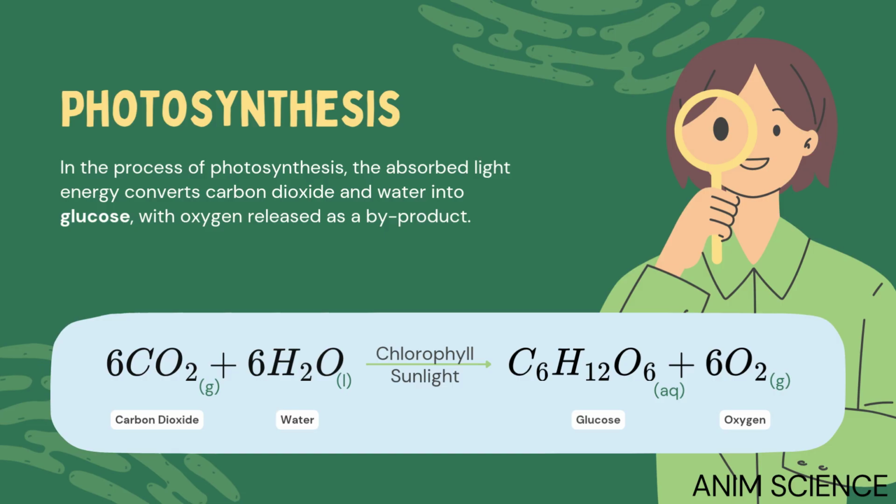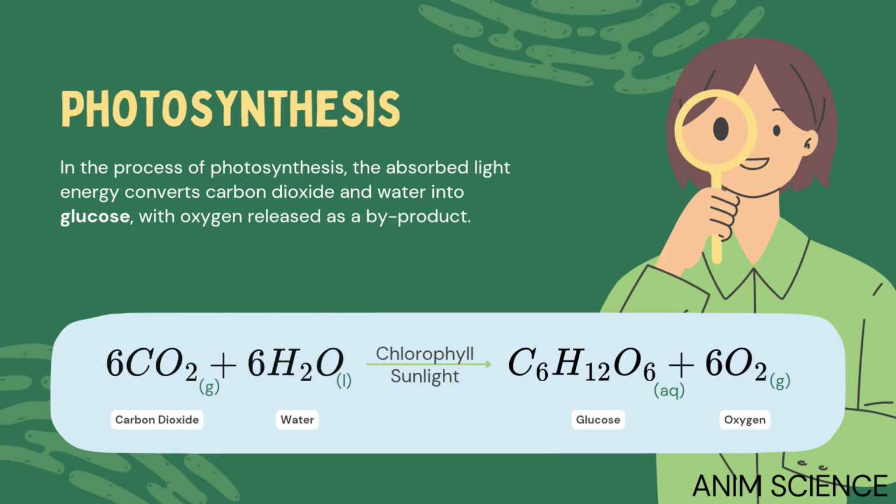Now let's break this down so it becomes easy to understand. Carbon dioxide, which comes from the air, and water, which is absorbed from the soil, are the raw materials. Sunlight provides the energy required for the reaction, and chlorophyll helps in absorbing that sunlight. As a result of this process, glucose is formed. This glucose is the food that plants use for energy and growth. At the same time, oxygen is released into the atmosphere as a byproduct.